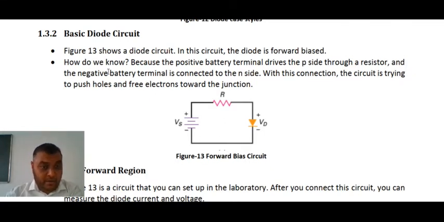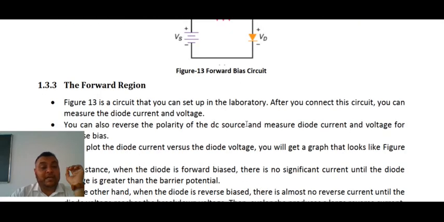Okay, now how do we know? Because the positive battery terminal drives the P side through a resistor and the negative battery terminal is connected to the N side. So this is the N side, that is nothing but the cathode, and this is the P side, that is nothing but the anode. So with this connection the circuit is trying to push holes and free electrons towards the junction. जो हमने ऑलरेडी स्टडी किया है कि भाई अगर इस तरह के अरेंजमेंट है तो वो इलेक्ट्रॉन्स और होल को जंक्शन की तरफ पुश करेंगे, it will force them to cross that barrier of that depletion layer.